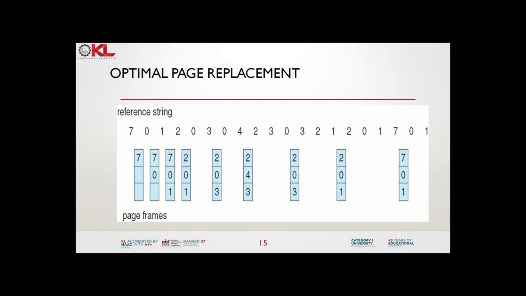Now 0 you want to keep, because 2 is going to come very recently, 3 is going to come very recently, whereas 4, if you see, there is no 4 at all in my reference string. But how do I know my future reference string? Practically it is not possible, right? So this is not possible for implementation.